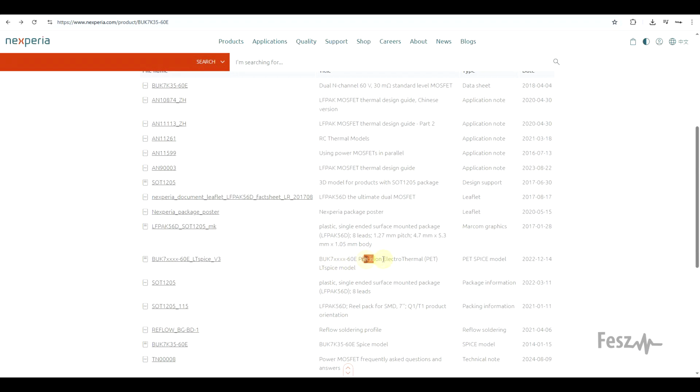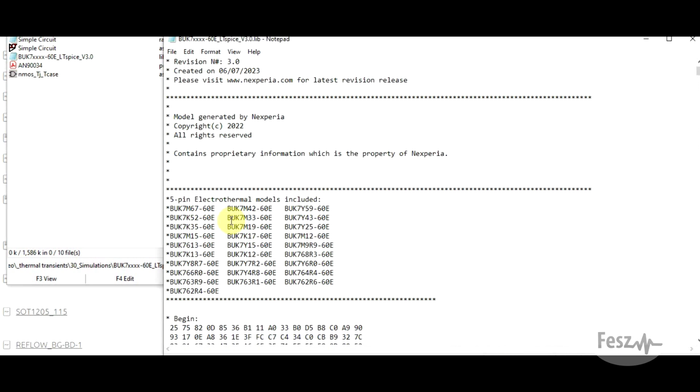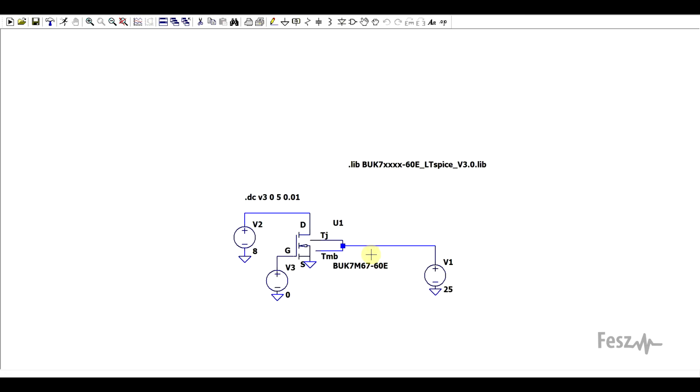So in this case, we also have an Electrothermal library for the BUK7 series. And this contains a library for a large number of transistors, but also you get an example circuit. So what we can see here is that we are getting a 5-terminal component. You have a single symbol containing both the transistor bit, so the gate, source, and drain, but also you have the thermal bit. There's a pin representing the junction temperature, as well as a pin representing the mounting point temperature.